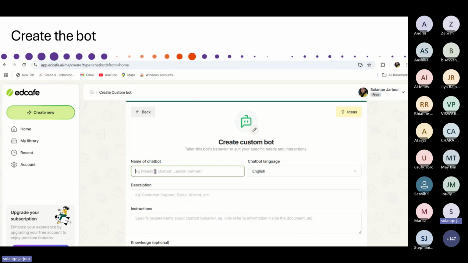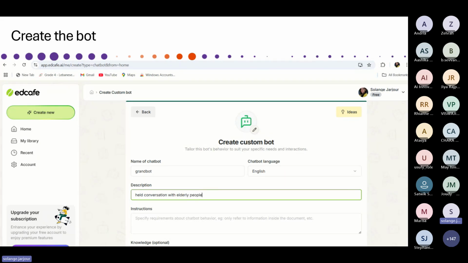For the custom bot, I need to give it a name. As I told you, it's like grandson bot or companion bot, whatever comes to your mind, select something that is cool. Under the languages, you can select any language that you need, Arabic, English, whatever you need. Now, in the description, you need to tell the chatbot what it will be expected to do.